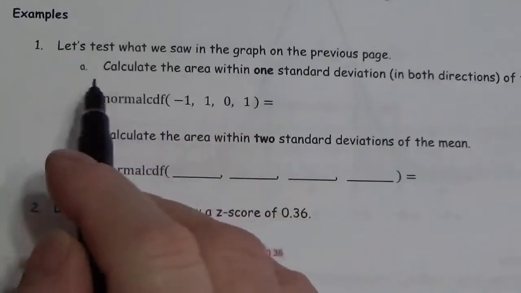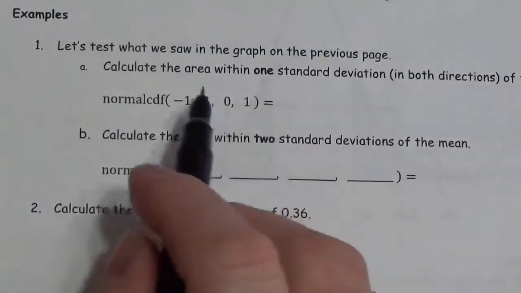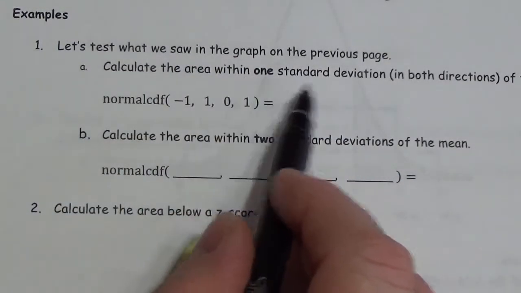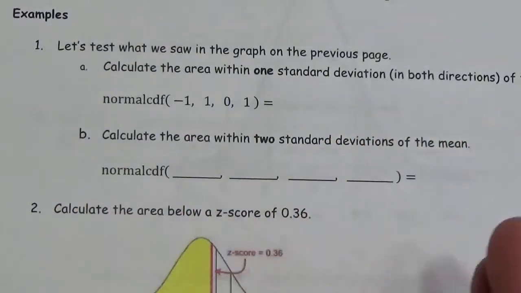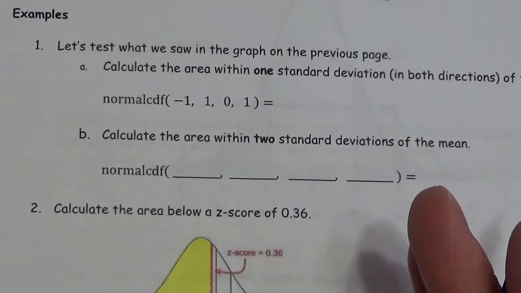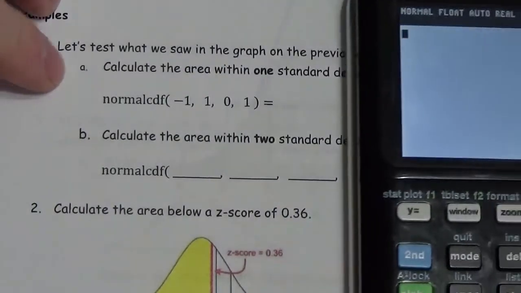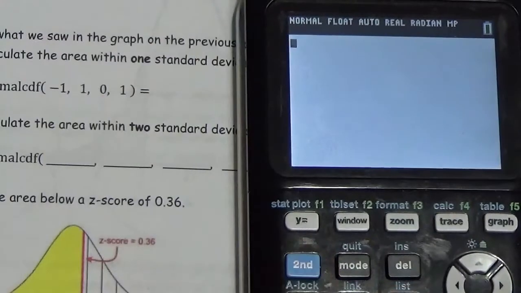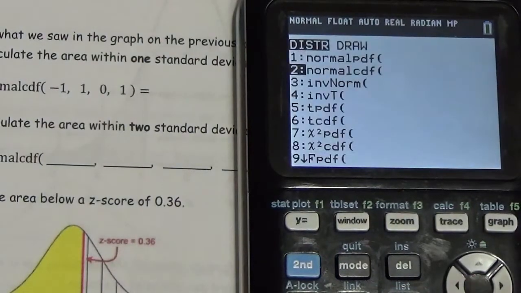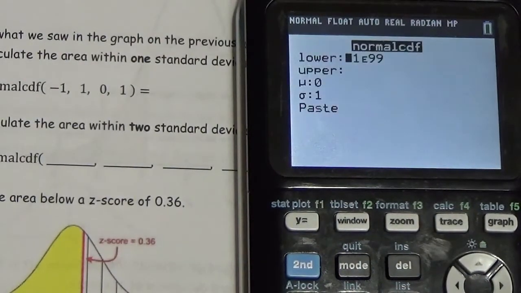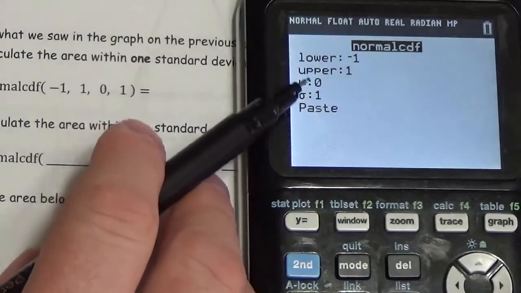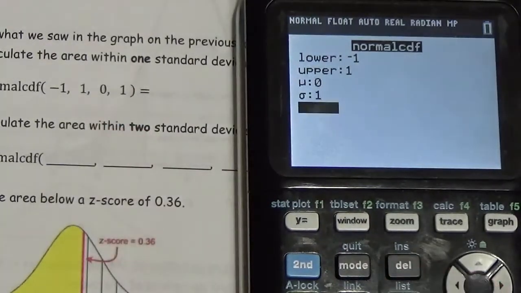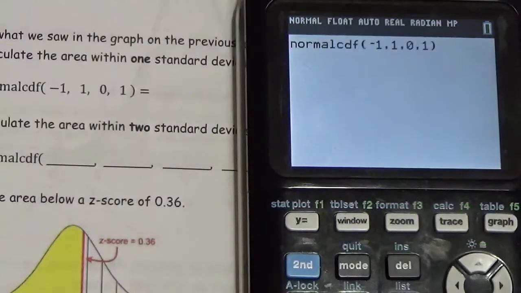For our first question here, let's test what we saw in the previous graph. We want to calculate the area within one standard deviation of the mean. Previously we saw that amounted to about 68% of the data, so let's double check and see if that's what we get. We're going to go second vars to get into the distribution menu, normal CDF. I'm going to let the low bound be -1, the upper bound be 1. The calculator defaults to thinking that mean and standard deviation are 0 and 1, which is good.